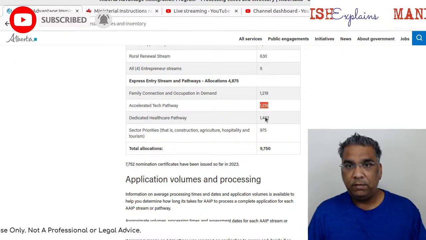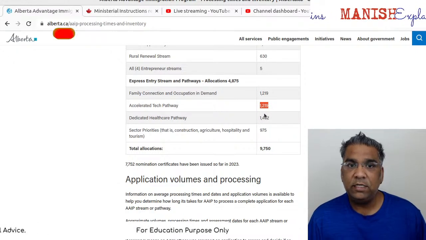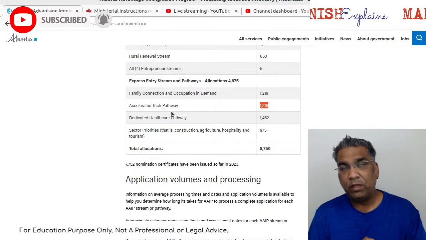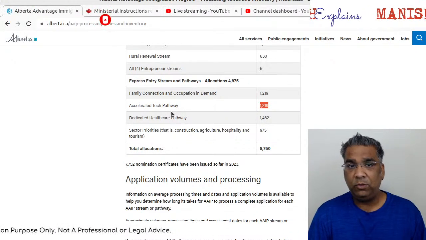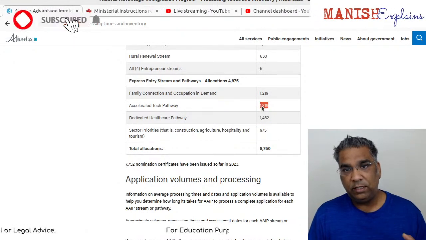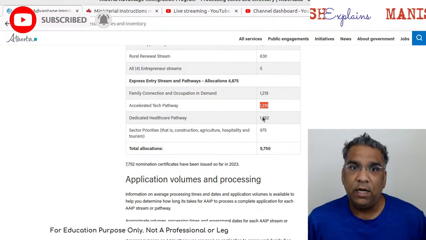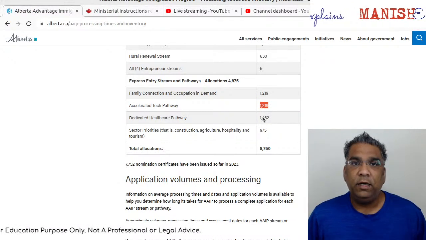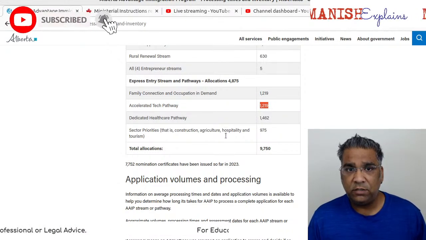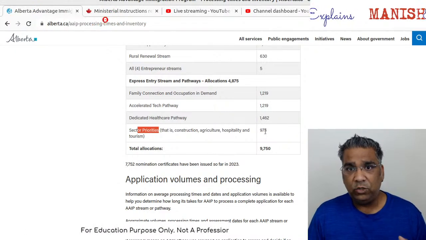Dedicated healthcare pathway. This dedicated healthcare pathway is similar to the accelerated tech pathway, but related to the healthcare industry, and it has more allocations than the accelerated tech pathway, which basically indicates that Alberta is trying to attract more talent in the healthcare sector. After that, construction, agriculture, hospitality, and tourism are called priority sectors, and that has an allocation of 975.